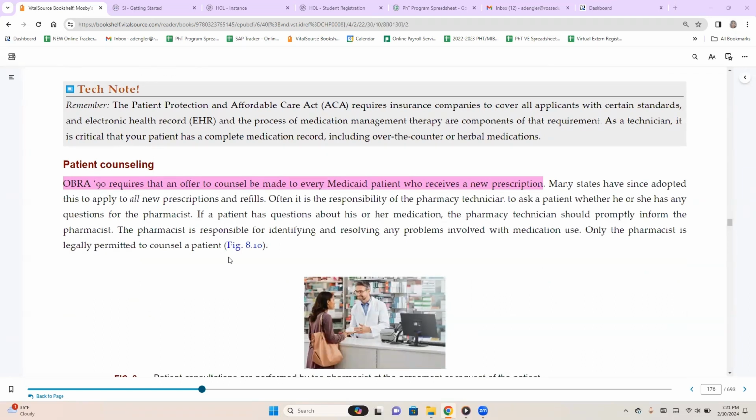OBRA 90 requires that an offer to counsel the patient be made to every Medicaid patient who receives a new prescription. Since then, many states have adopted this to apply to all new prescriptions and refills. It's pretty much just a standard. The pharmacist is there to answer any questions that the patient may have.